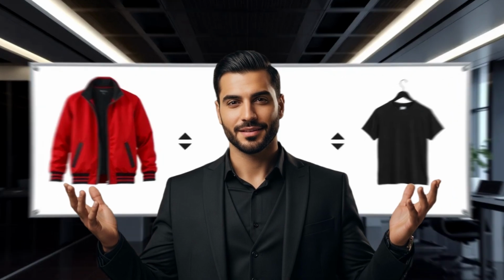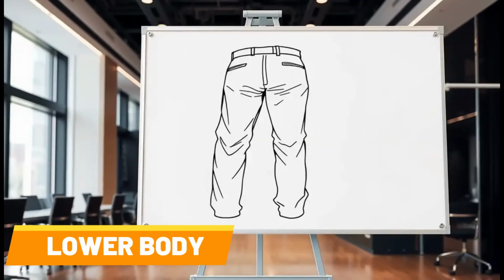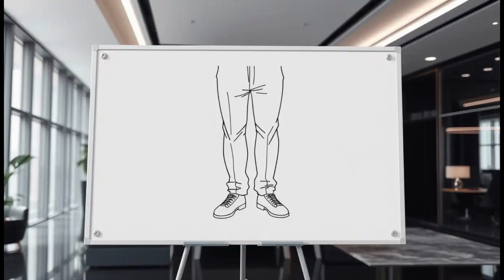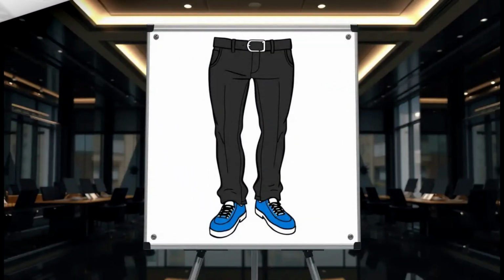Here, I'll give an example of a character wearing a red jacket with a plain black t-shirt. Third is the lower body part, which includes the pants they're wearing, whether they're wearing shoes, or you can adjust it to your preference. Here, I will give an example of him wearing black pants and blue shoes.